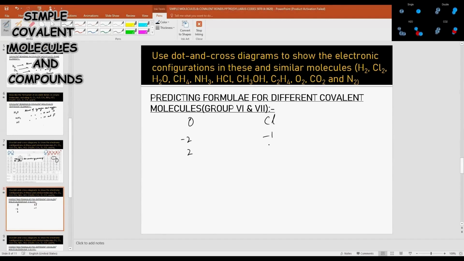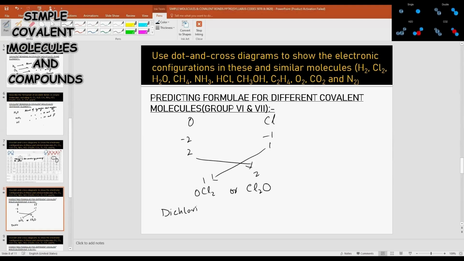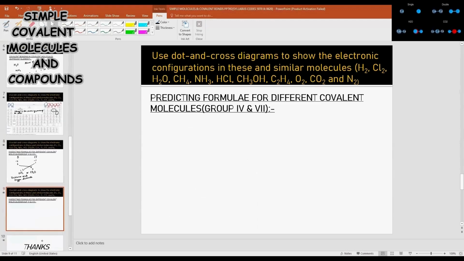Ignore their charges, and these numbers become their subscripts. These subscripts will be exchanged. The final formula will be OCl2 or Cl2O. Name is dichlorine oxide. You can even call it oxygen dichloride. Di means 2. There are 2 atoms of chlorine involved in this. That's why I'm writing di.